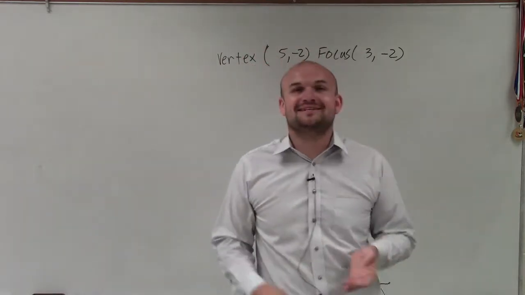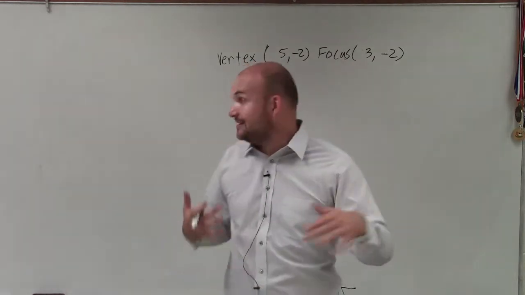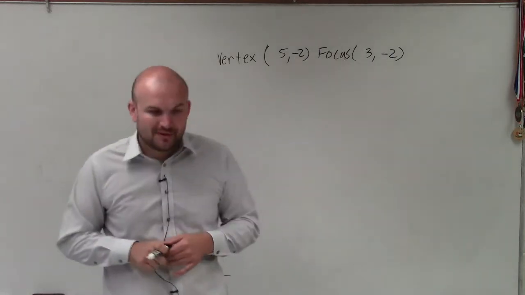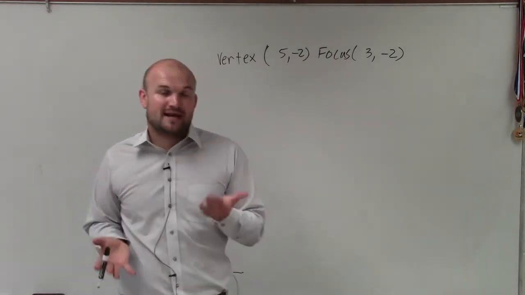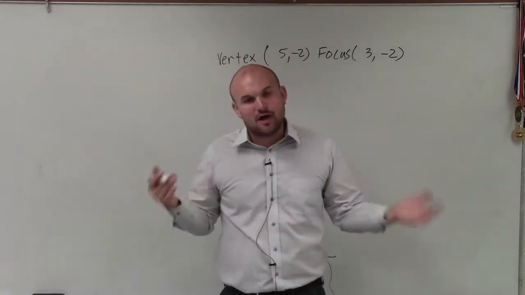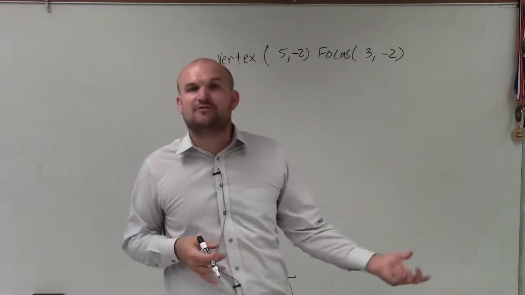All right, so what I'd like to do is show you how to write the equation of our parabola given the vertex and the focus. So to go ahead and do that, what we basically need to do is first identify, is this a parabola that has an axis of symmetry that's horizontal or vertical? And that's really all going to be based on where our focus is in relation to our vertex.